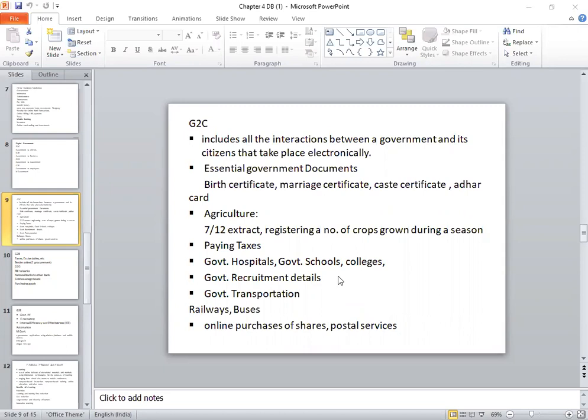Today, even if you see online purchase of shares, like LIC has come up with the IPO. So if you have a demat account, opening of demat account, and the government organizations where masses would like to purchase their shares, on the online portal it is possible. If you are availing postal services, even that is possible through the online mode, postal banking, tracking of goods.